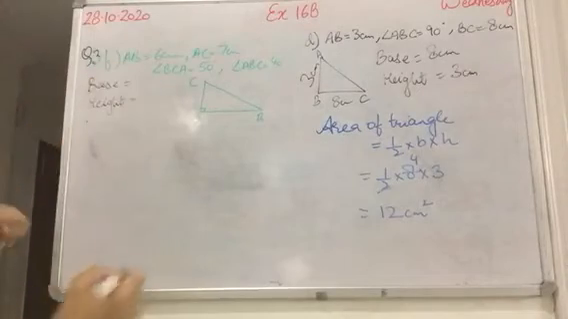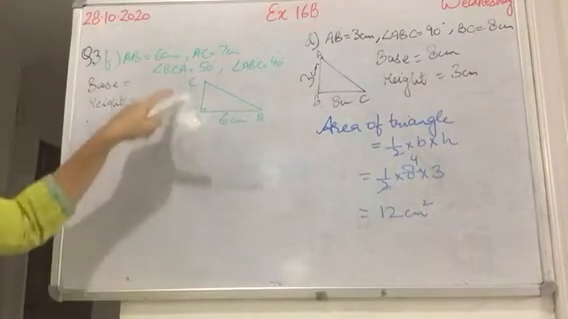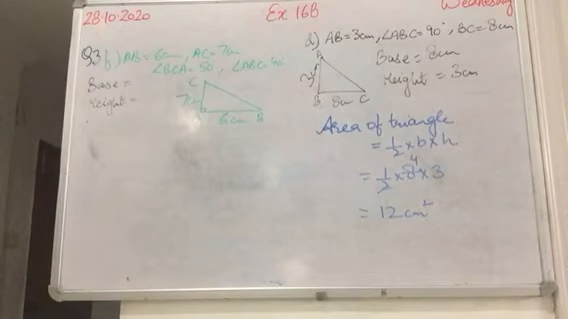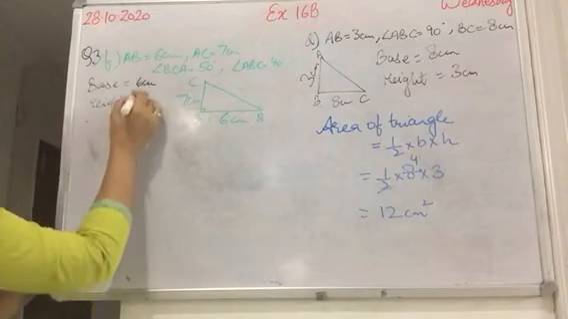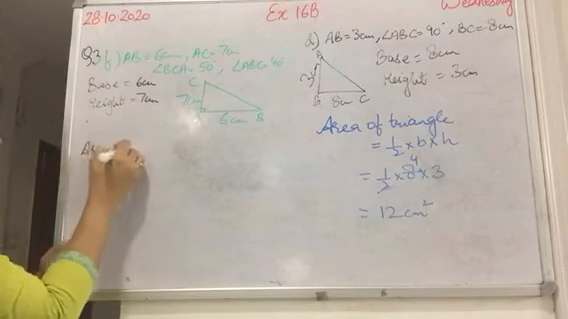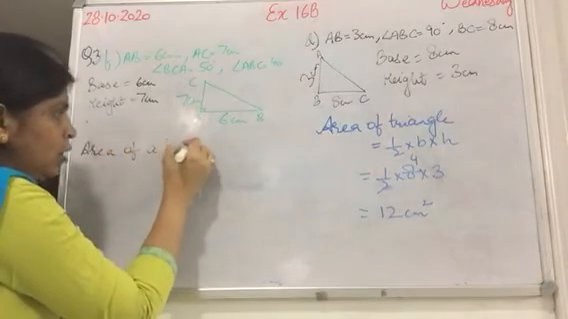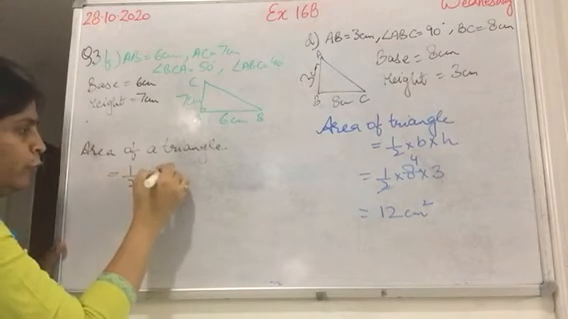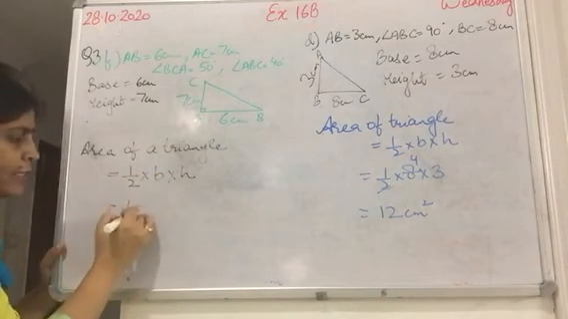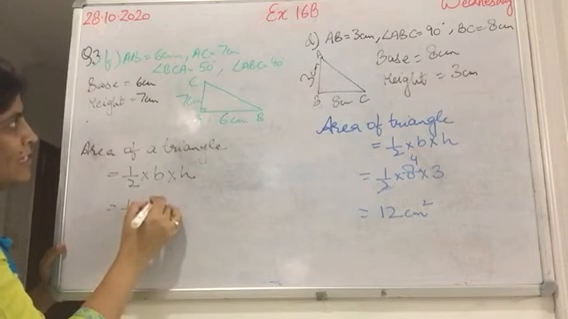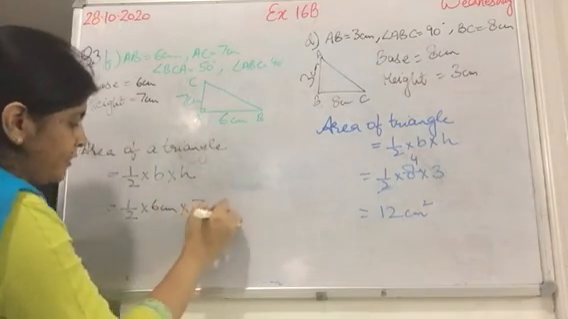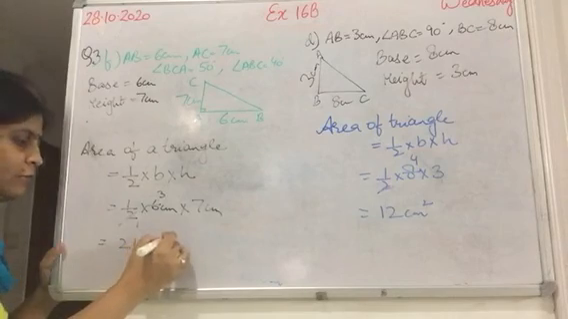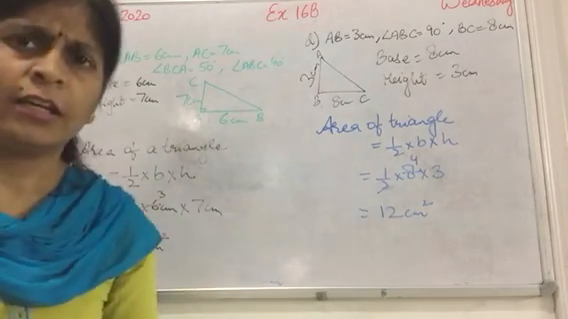Clear? Now AB is 6, so base is 6 centimeter. AC is 7, so height is 7 centimeter. Students, you have to draw all the triangles on the blank page of your geometry notebook. That is interlinked. Area is half into base into height: base is 6, height is 7, 2 and 6 will be cancelled by 2 table, so 21 centimeter square is the answer. Clear? Thank you.